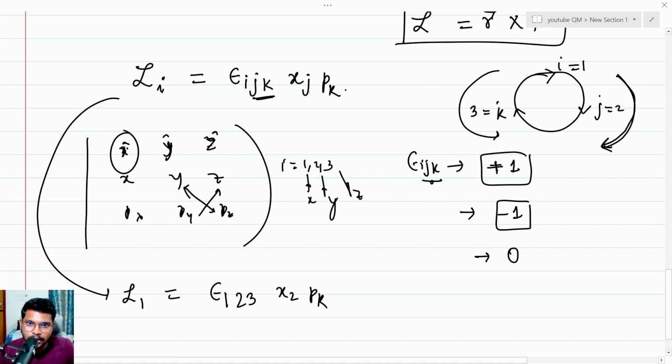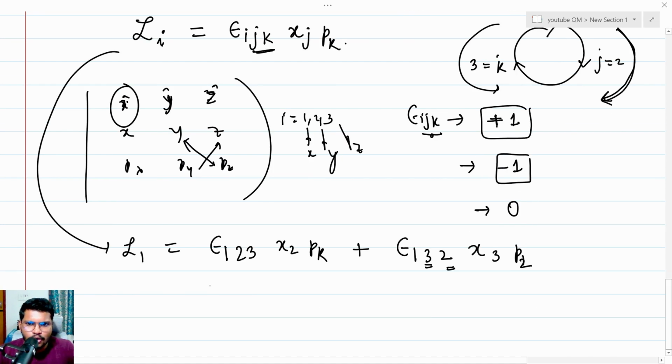And similarly, because they are going to add up, what are the different combinations? I have to write j becomes 3 and k becomes 2. I know that these two things have to be distinct. So in this place j becomes 3 and k becomes 2, hence p_k is p2. 1 2 3 will always give me plus x2, it has to be p3. P3 means pz, x2 means y, and 132.